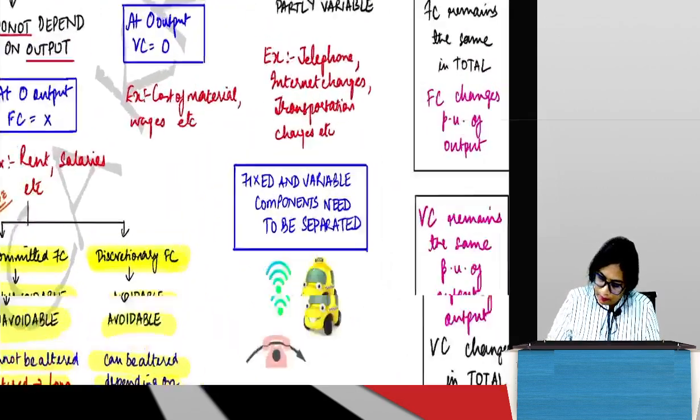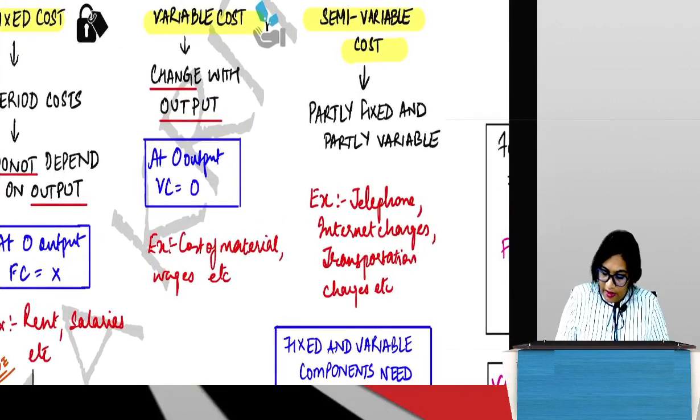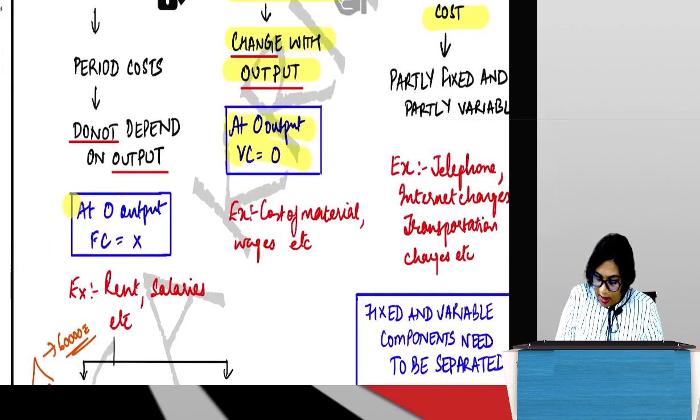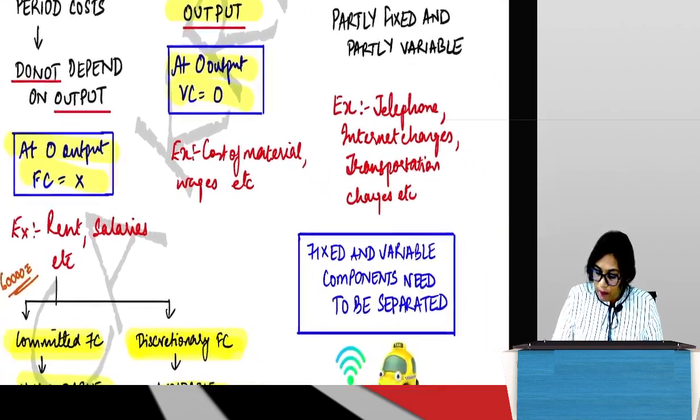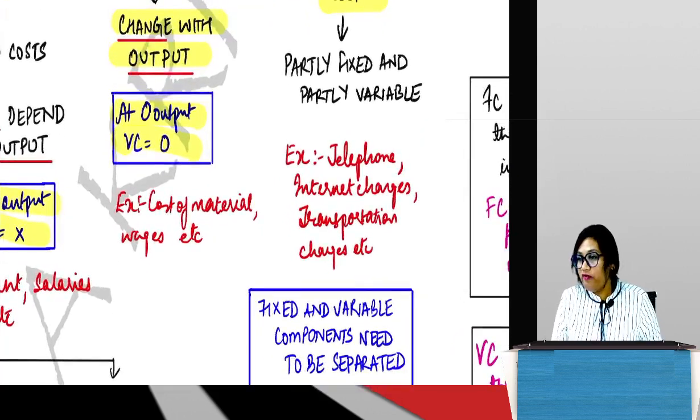So, see here, variable cost is changing with output. We saw that at output 0, variable cost will be 0. Yes, in this case at output 0, fixed cost was still the same. Whatever it is, whatever X amount, it will be the same. So, I have given some examples as well. So this is your variable cost. So two costs we have done under behavior. One is fixed cost, one is variable cost.